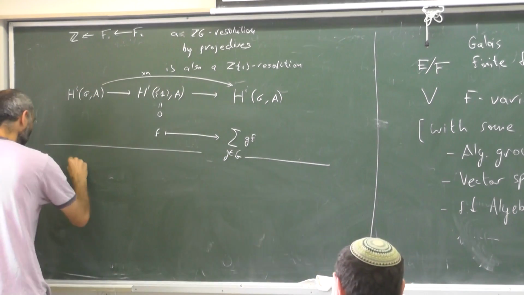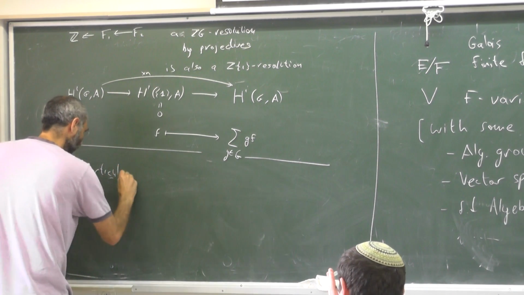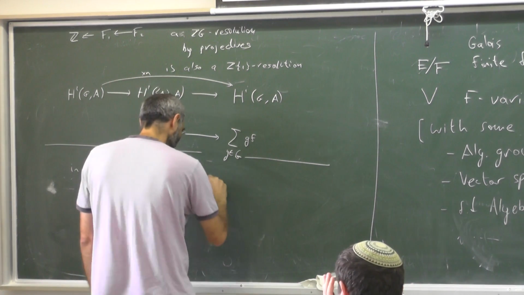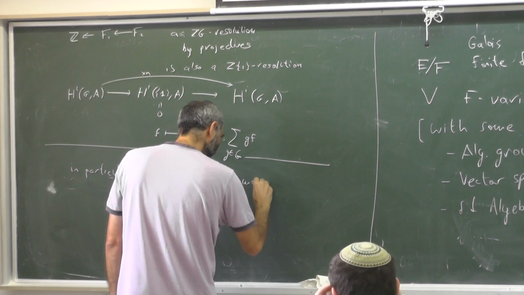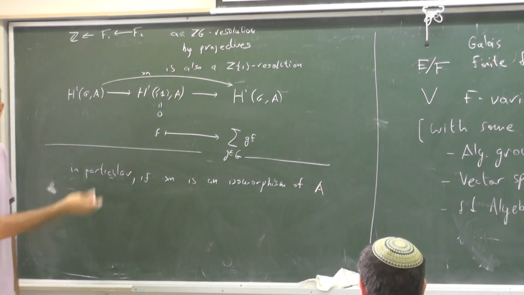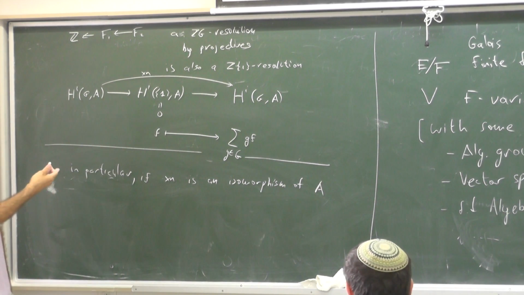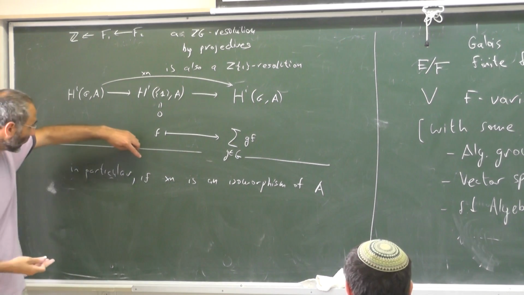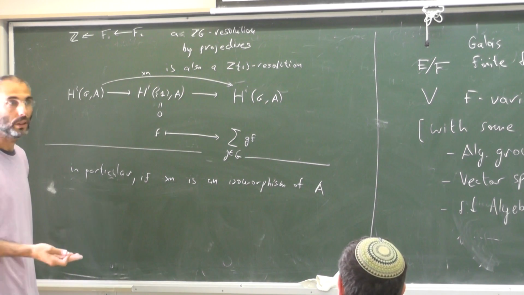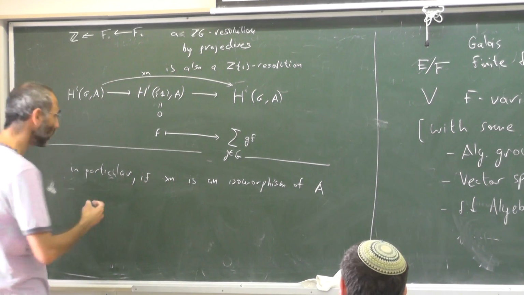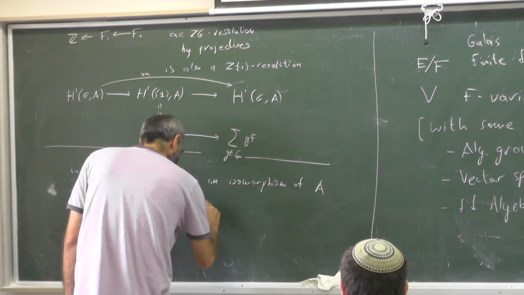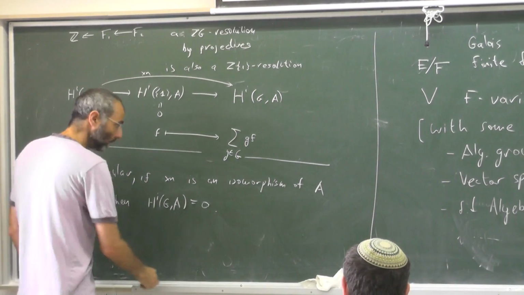And in particular, if multiplication by n is an isomorphism of A, if A is divisible by n, if A is a vector space over a field of characteristic prime to n, then multiplication by n should be the identity on cohomology. So then H^i(G, A) is 0 to begin with.